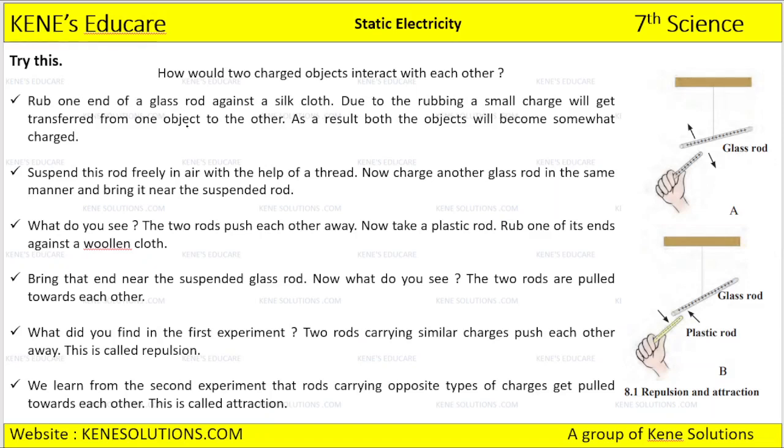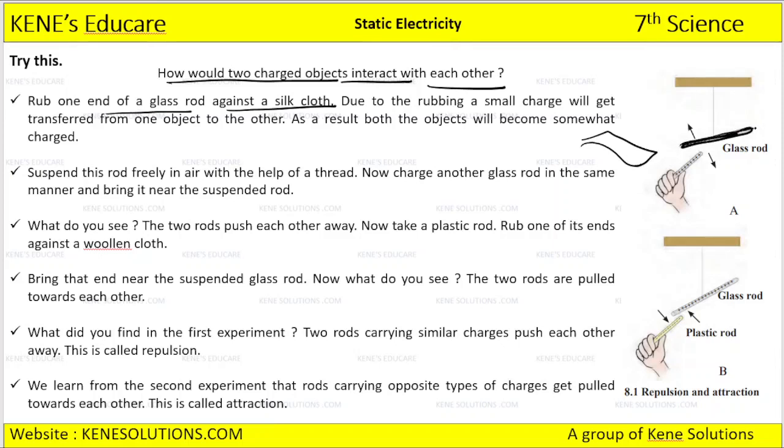Now we are going to try this activity. How would two charged objects interact with each other? Rub one end of a glass rod against a silk cloth. What do we have to do? We have to consider one end of a glass rod. This is the glass rod. I have to rub this glass rod on a silk cloth.